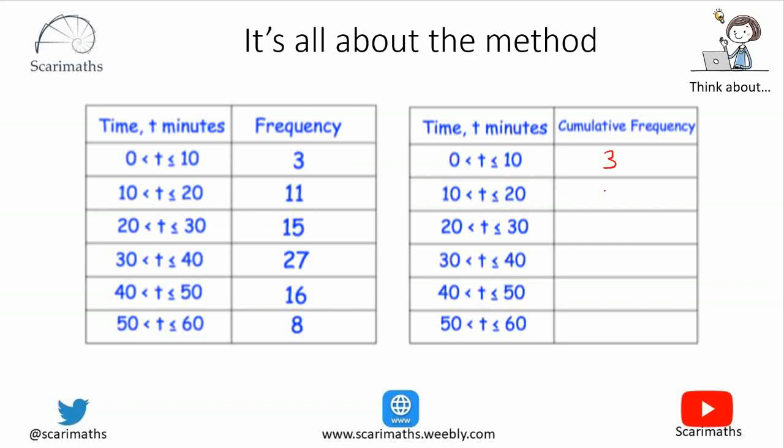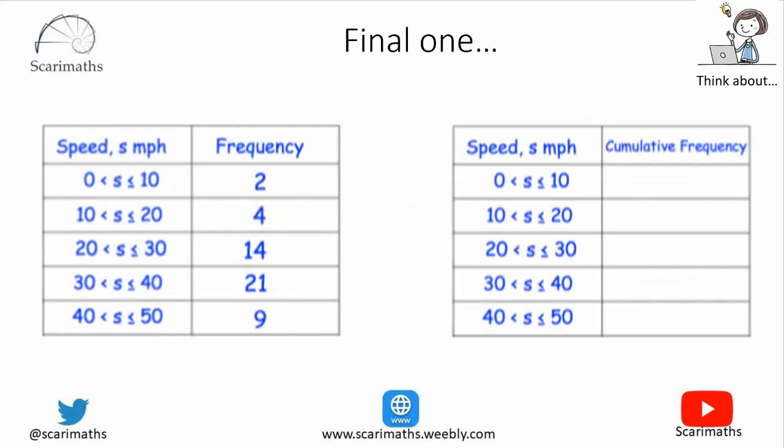3 plus 11 is 14, 14 plus 15 is 29, 29 plus 27 is 56, 56 plus 16 is 72, and 72 plus 8 is 80. So that's frequency and cumulative frequency. Let's see how good you are at trying this one on your own. Pause the video now.